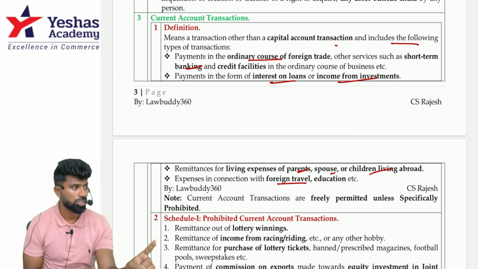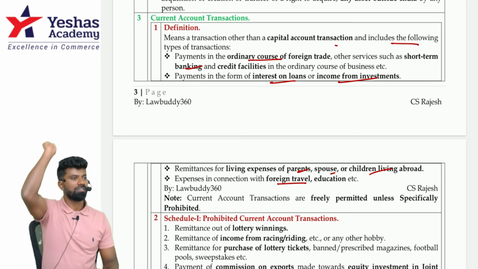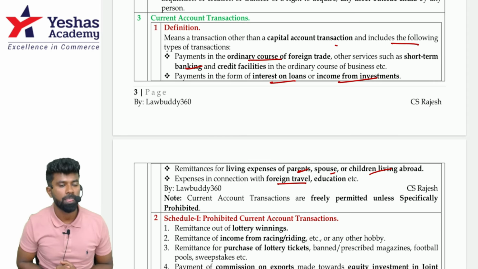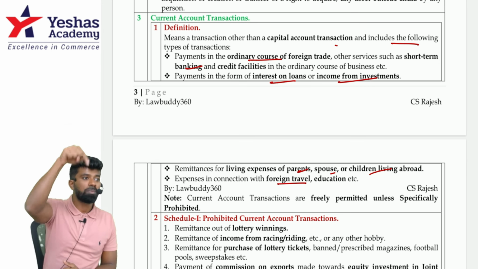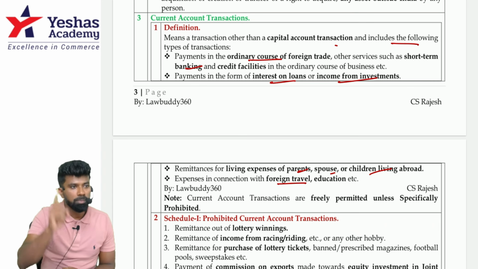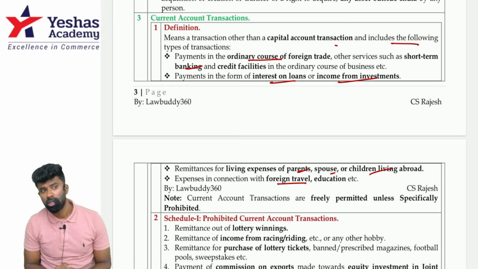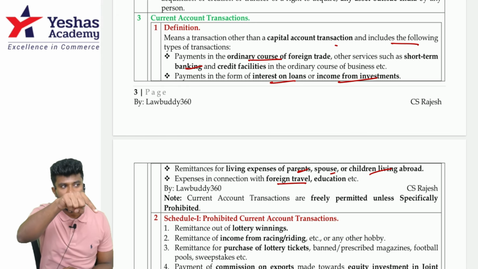Current account transaction. Now let's say I am Indian, resident in India. What if I purchase a flat in USA? What transaction? A resident of USA purchases a flat in India. What transaction? I import machinery from USA. What transaction? I import machinery on a 6 months credit. What transaction?